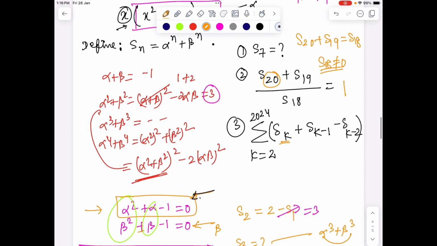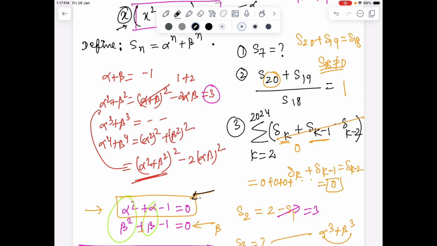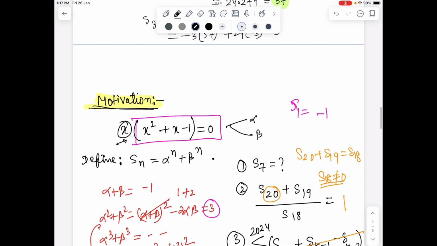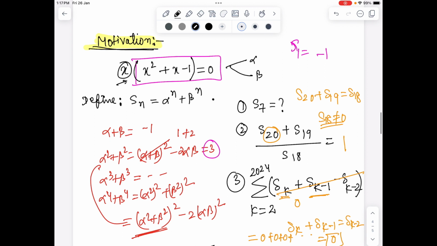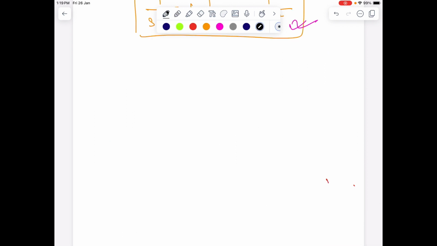The next question, we have sk plus sk minus 1. So from the recursion, again sk plus sk minus 1 is always sk minus 2, as I have proved. So this quantity is 0, hence this sum is 0 plus 0 plus 0 and so on. So the answer is 0 for the third. So this was the very simplest application of, and motivation for, Newton's sum, where if alpha and beta are given, we can clearly find higher powers of the roots.